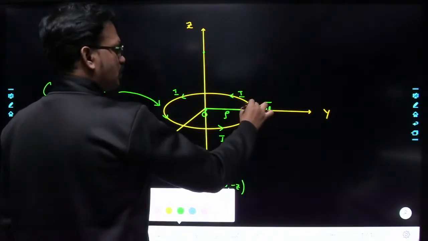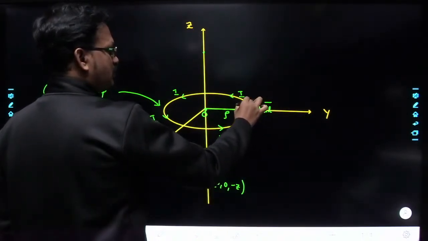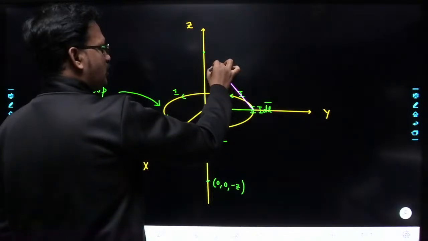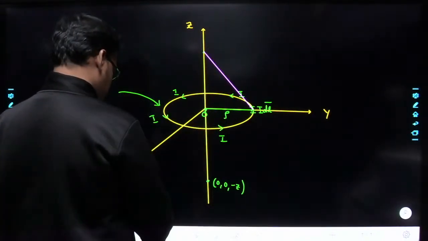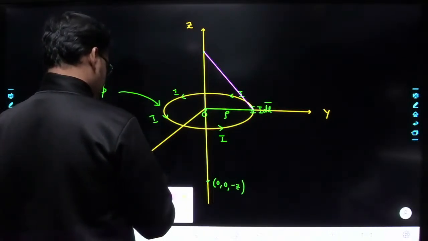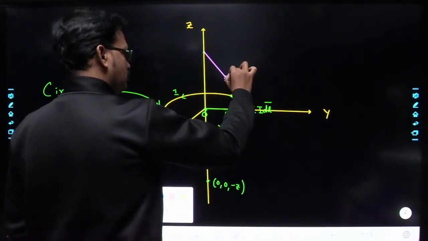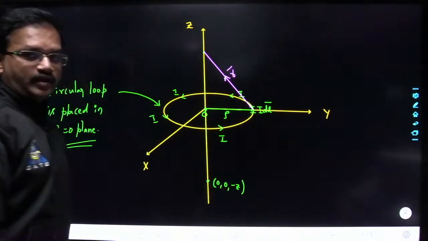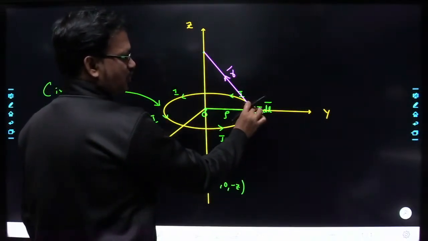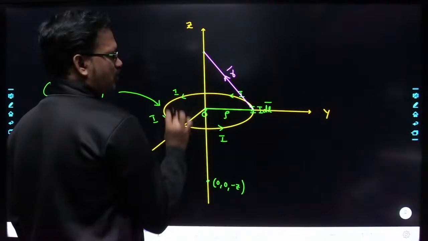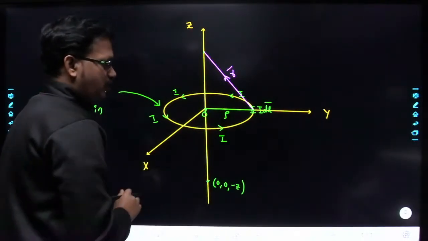The vector pointing from the small differential current element to the point where you are trying to determine the B field is nothing but R bar. So the distance from the small differential current element to the point where you are trying to determine the B field is R bar.